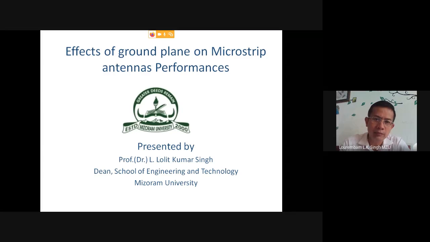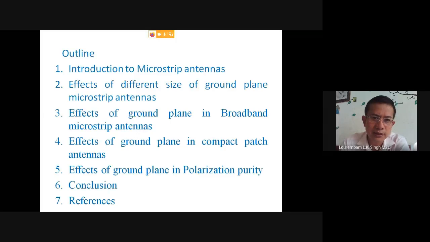So let us first see what this microstrip antenna is. Then after that, I will come to the topics which we want to discuss. First, I will go through a little of the basics. Then after that, I will go to some of the research area, and I will be presenting some of our findings also. So I hope this will be useful for some people who are working in this area. The outline of my presentation: I will try to cover the introduction of the microstrip antenna, for the sake of clearing the concept of what a microstrip antenna is.